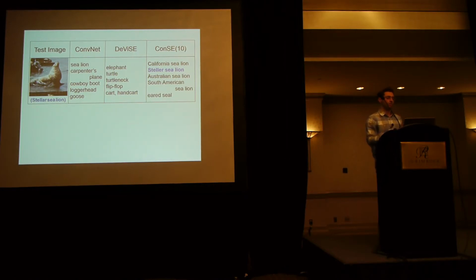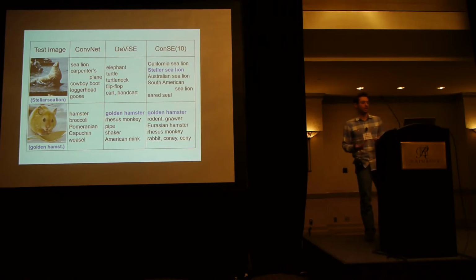The first column shows the convolutional net predictions, and the last 2 columns are the zero-shot predictions by DeViSE and ConSE. Here's another example.